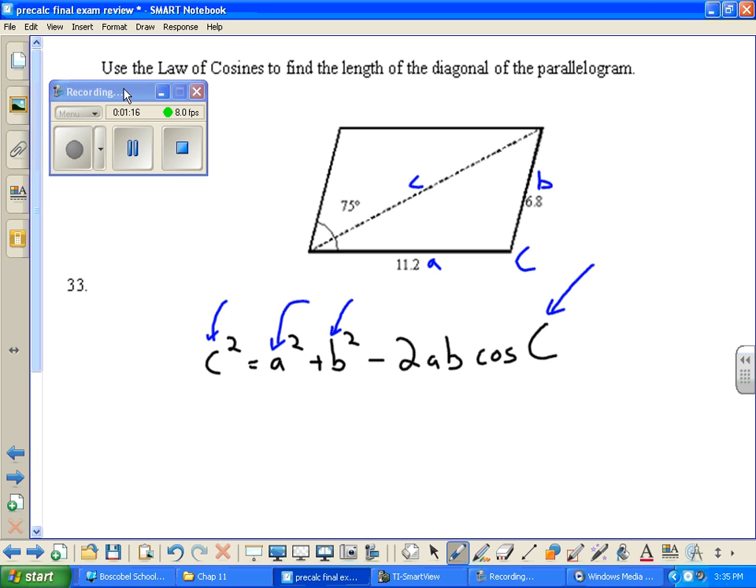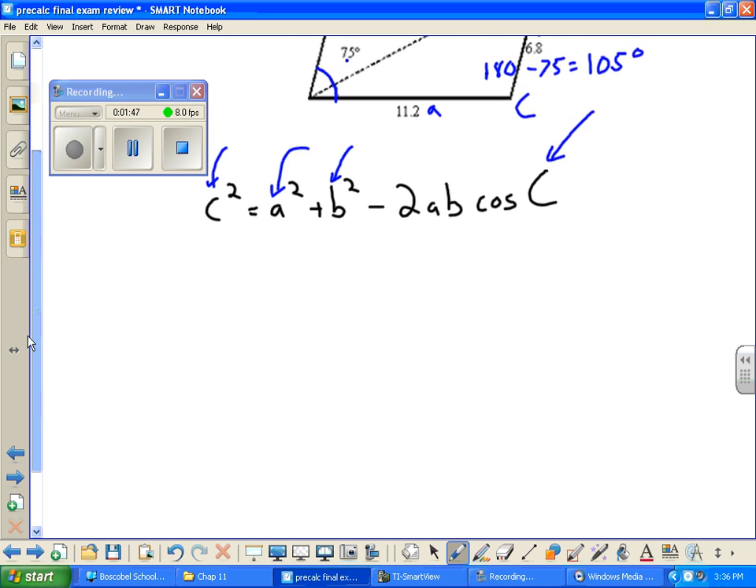And here's where we have to use a little bit of our geometry knowledge to figure out what that angle is. It says that this angle right here is 75 degrees. Because this is a parallelogram, I know that consecutive interior angles of a parallelogram must add up to 180. So if this is 75, this is going to be 180 minus 75, which is equal to 105 degrees.